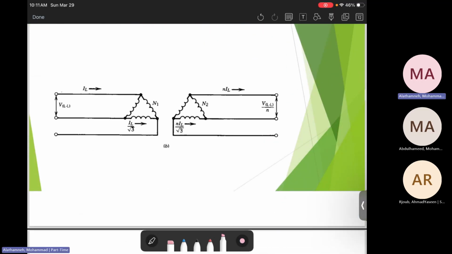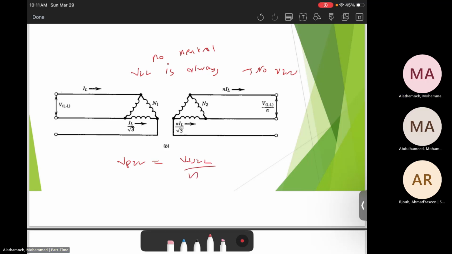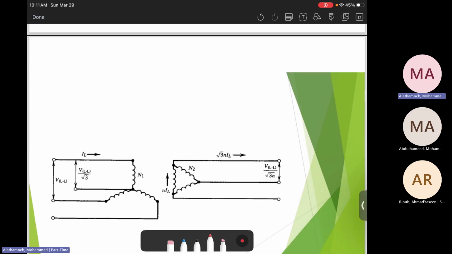While when we are talking about delta to delta, there is no neutral. Then the voltage is line to line always, so no V line to neutral. Then we can say V primary line to line equals V secondary line to line divided by N. And that's it. Let's go to the next one.